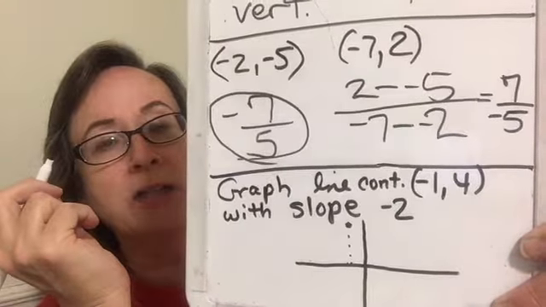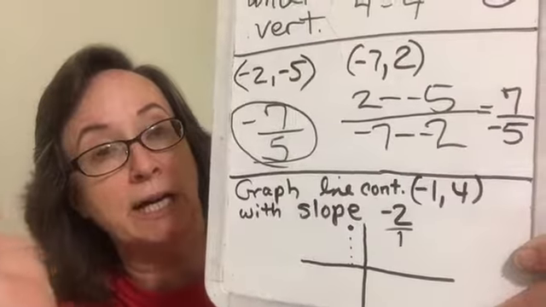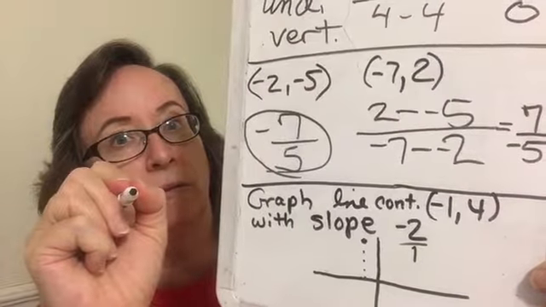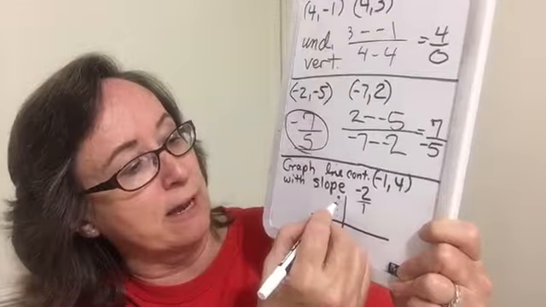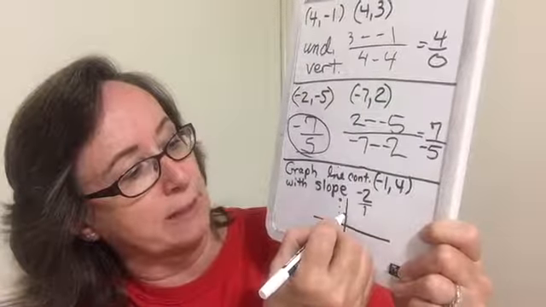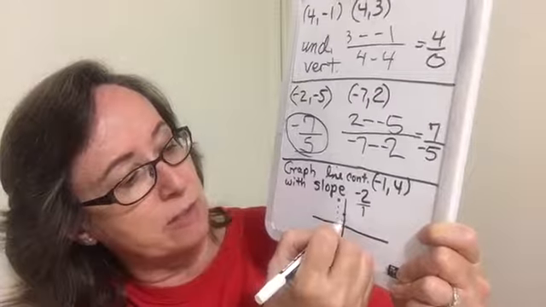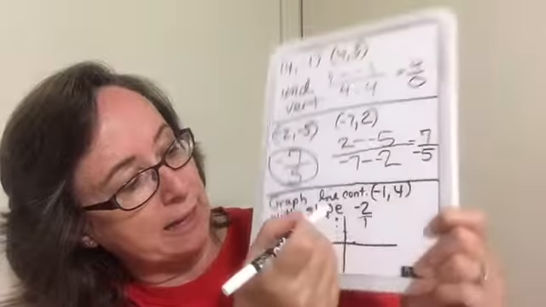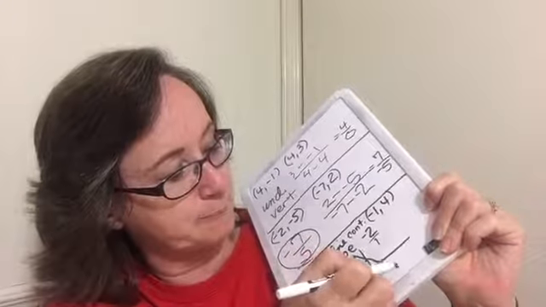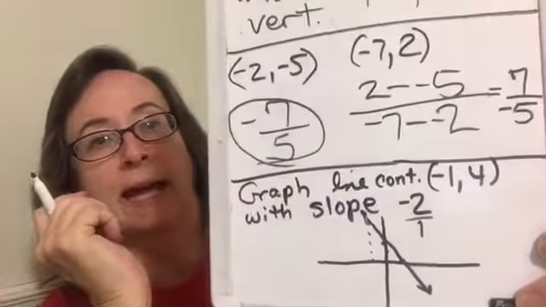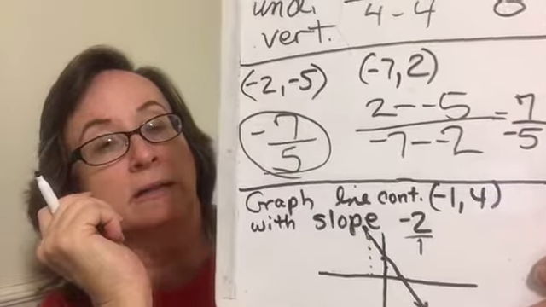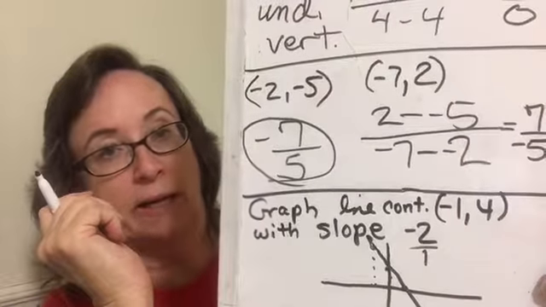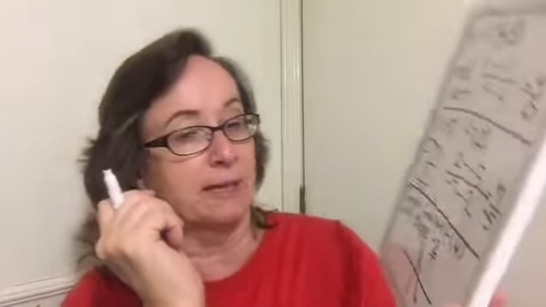And then our slope of a negative 2 is the same thing as a negative 2 over 1, which means I'm going to go down 2, right 1. Okay, down 2, right 1. And I will graph my line. And that is my line that goes through the point negative 1, 4 and drops 2 and goes right 1. So that's a slope of negative 2.